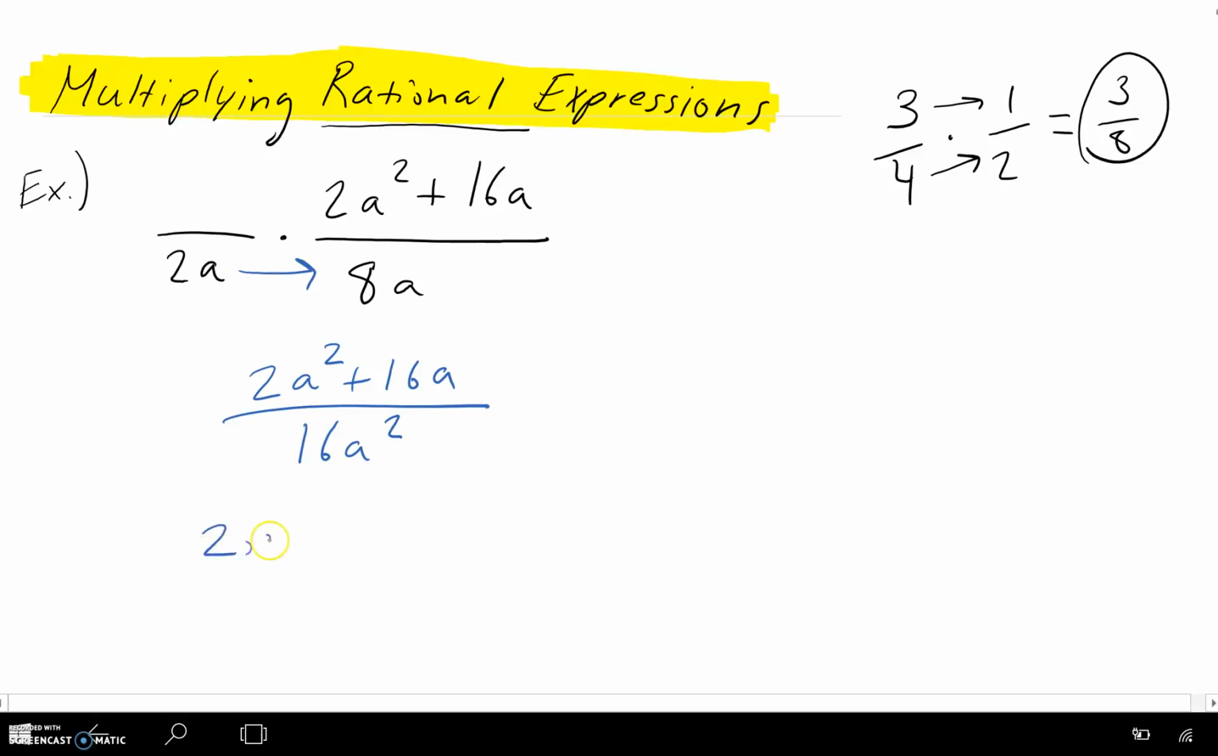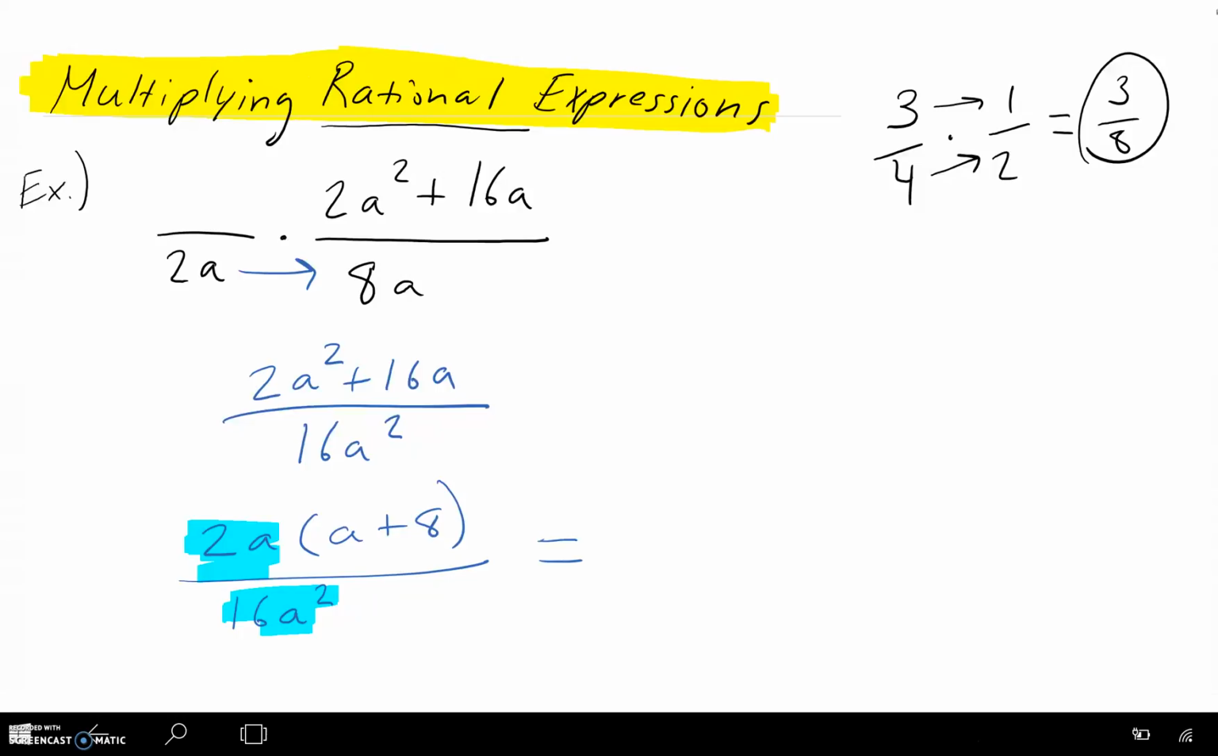If I factor out a 2a from the numerator, I'm left with a plus 8. And in the denominator, we have 16a squared. Now I don't see another a plus 8 here which I can simplify that with, but I can do something about these two over here. 2a over 16a cancels out and we get 1 over 8a times a plus 8, which you can just rewrite as a plus 8 over 8a.